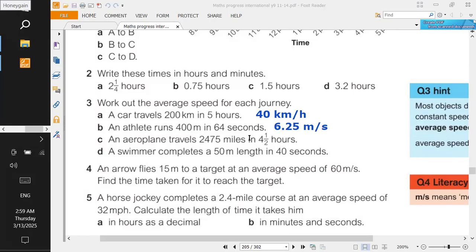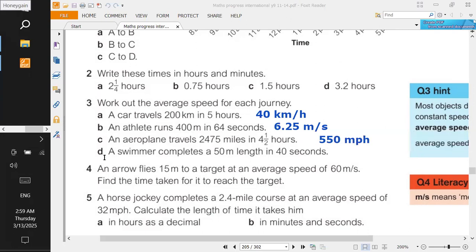2,475 miles. I'm going to divide it by 4 hours and a half, which is 4.5. So divided by 4.5, I will get 550. So the answer for the third one is 550. And the unit is miles per hour, or mph.